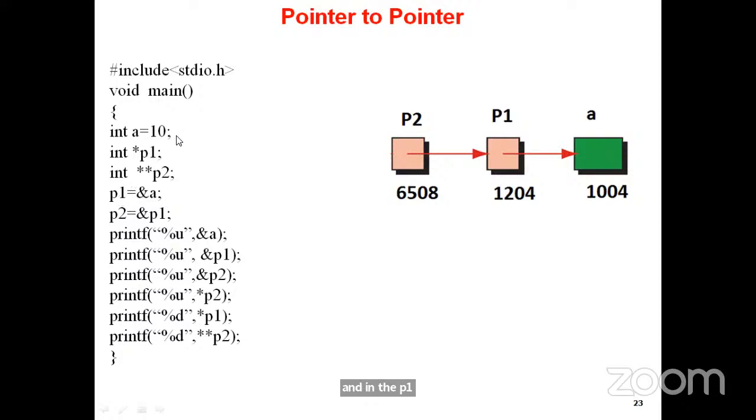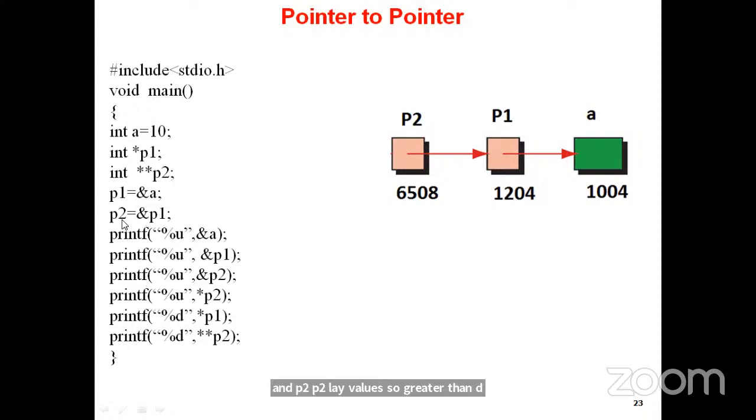First, initially A equal to 10, int *p1 is a single pointer, and p2 is a double pointer. P1 equal to address of A. P1 is storing the address of A. What is the address of A? 1004. In P1, what value will be stored? 1004. And in P2, what value will be stored?